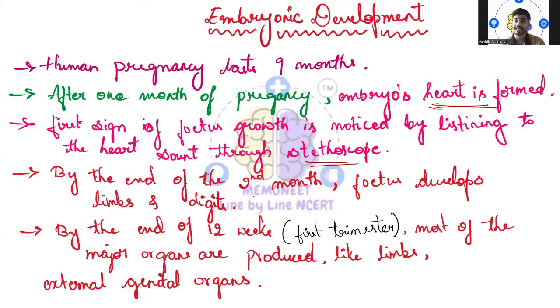At the end of the second month of the pregnancy, you will see the fetus development. What kind of development will you observe? The development of the limbs as well as the digits. At the end of the 12th week, which is called the first trimester, very important, most of the major organs, like the development of the limbs and external genital organs, will be observed in the first trimester period.